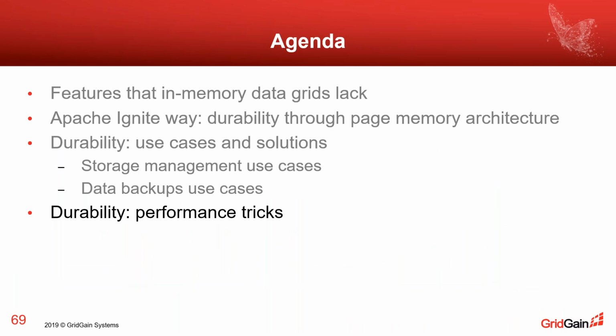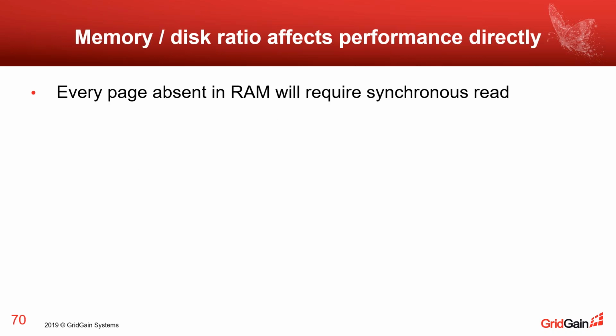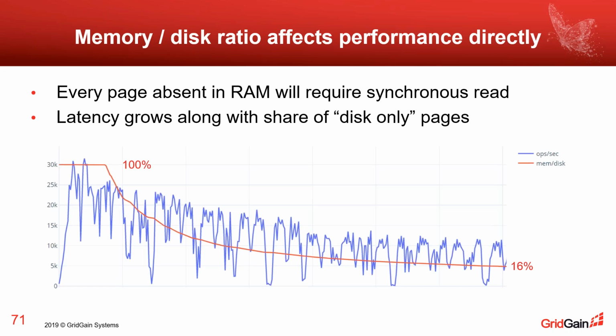Yeah, let's start with performance tricks. First of all, what you should consider in your production environment is that your memory/disk ratio affects performance directly. Every page that is absent in RAM will require a synchronous read. So if you remember the picture with hot and cold data sets, only part of the pages is present in RAM. That means that your latency grows along with the share of disk-only pages.